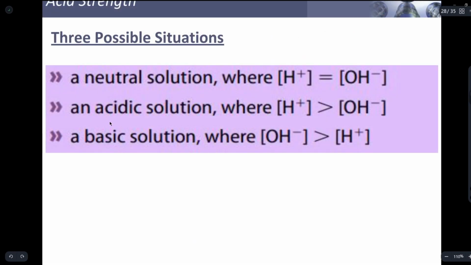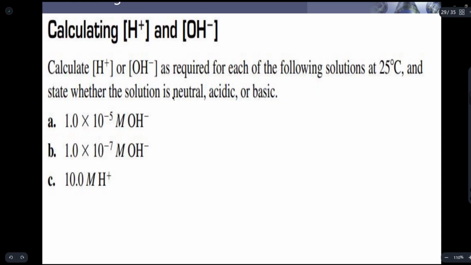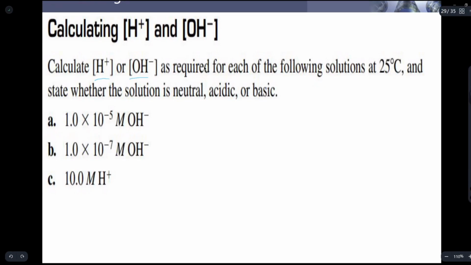Some things to keep in mind. If the H plus and OH minus values are equal, then the solution will be neutral. If the H plus has a higher concentration than the OH minus, then the solution will be acidic. If OH minus has a higher concentration, then the solution will be basic. In this question, we are asked to calculate the H plus or OH minus value, depending on the given, and determine whether it is neutral, acidic, or basic.